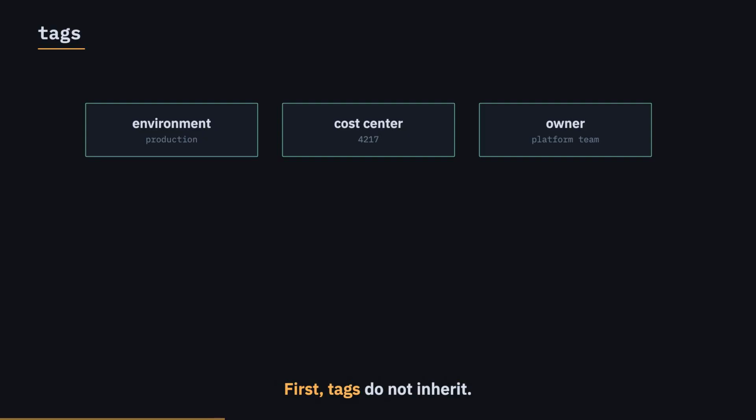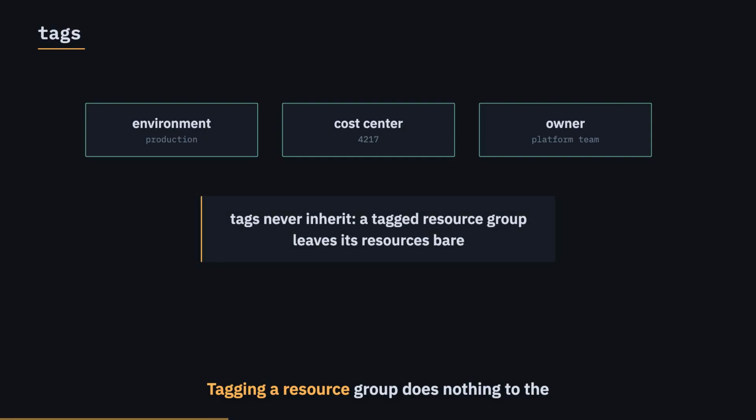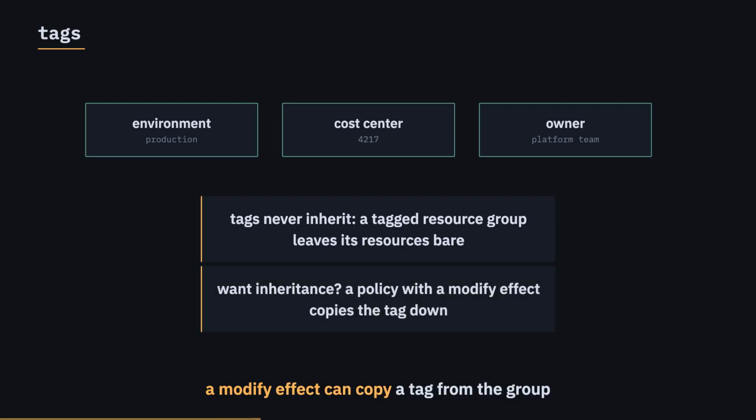Two mechanics to lock in. First, tags do not inherit. Tagging a resource group does nothing to the resources inside it. Each resource carries its own tags. Any question implying resources inherited a tag from their group is testing exactly this. If you want inheritance, you build it with the previous chapter's tool. An Azure Policy with a modify effect can copy a tag from the group onto every resource, or deny anything created without a required tag.